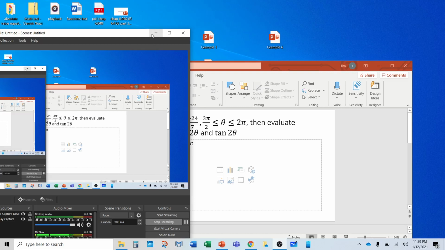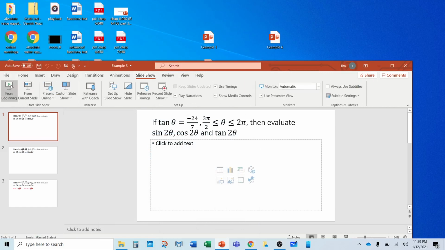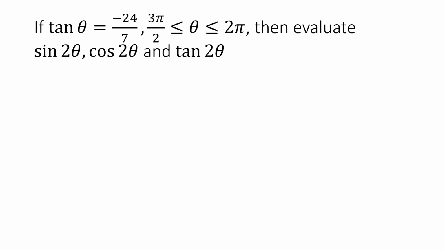In this question, we're going to find the values of sine 2 theta, cos 2 theta, and tan 2 theta given certain information about theta. Well, we start by knowing that tan theta is equal to negative 24 over 7, and theta is in the fourth quadrant. Because theta is in the fourth quadrant, we know it looks like this.